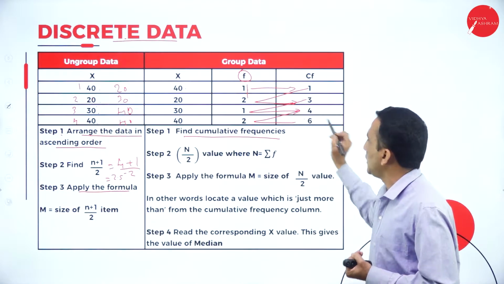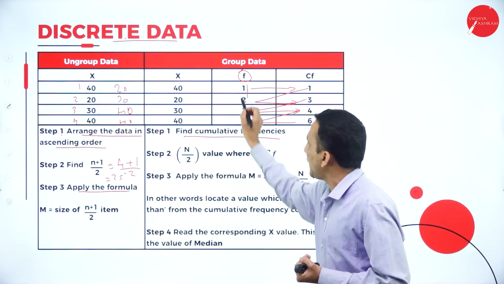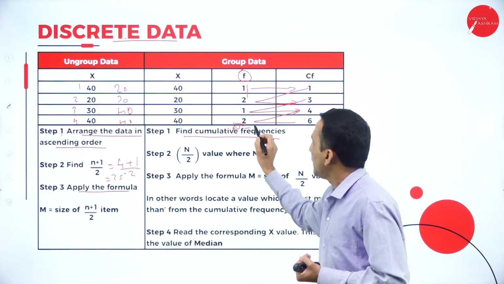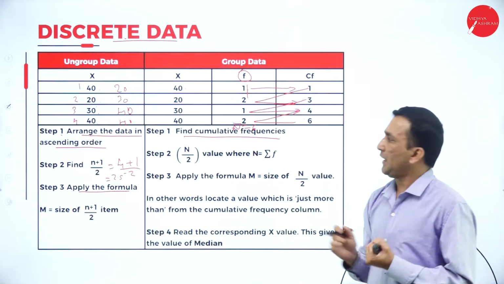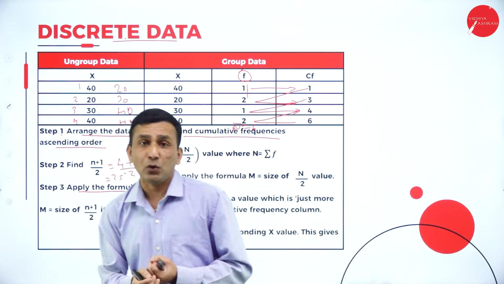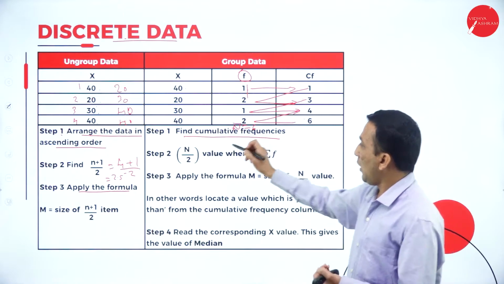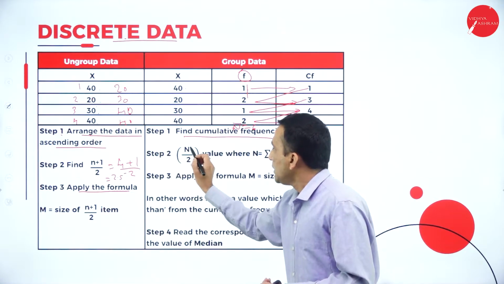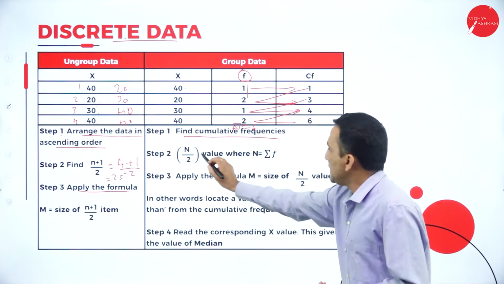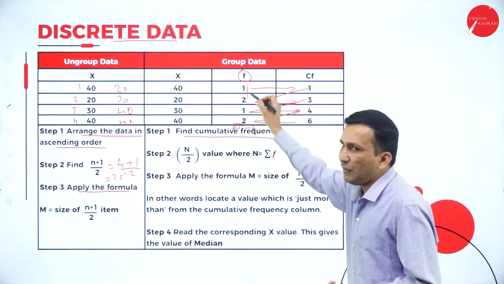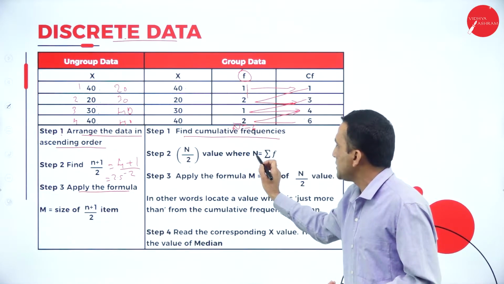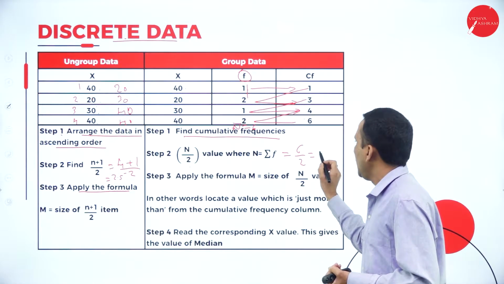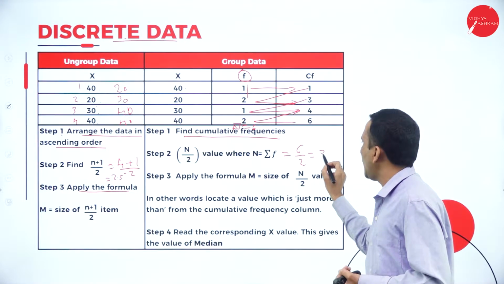After taking the total frequency, we get capital N equal to 6. Why do we write capital N? Because it is grouped data under discrete, so whenever grouped data is given, we write capital N. The second step is N divided by 2, where N is the summation of frequency, sigma f. Writing 6 by 2, the value we get is 3.